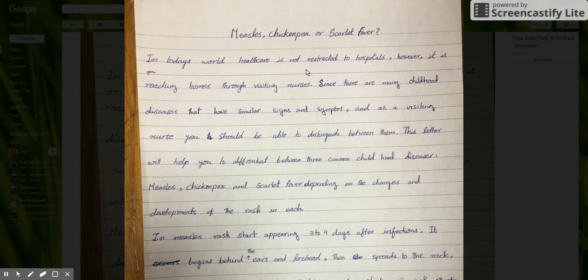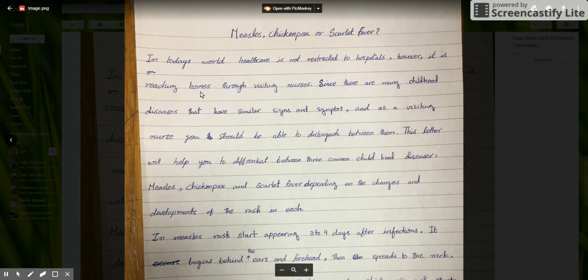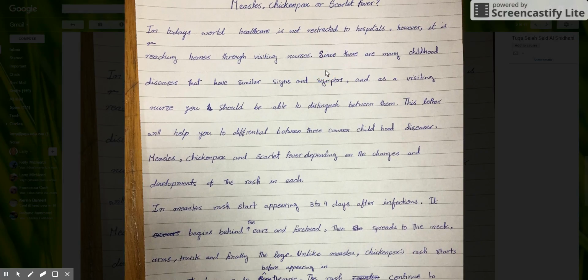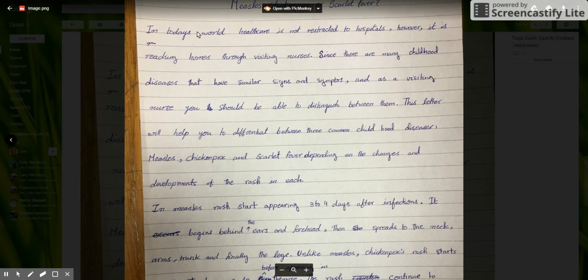Okay, in today's world, healthcare is not restricted to hospitals. However, it is reaching homes through visiting nurses. Okay. Remember, you're talking to visiting nurses. They're quite aware of this. Okay, so you're sort of stating the obvious, right?